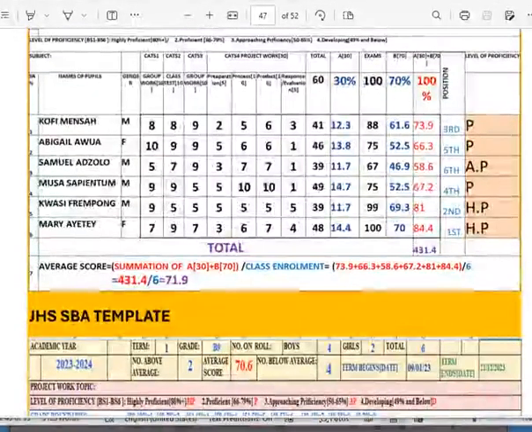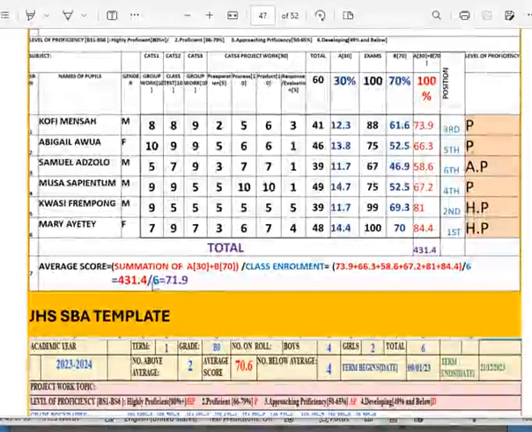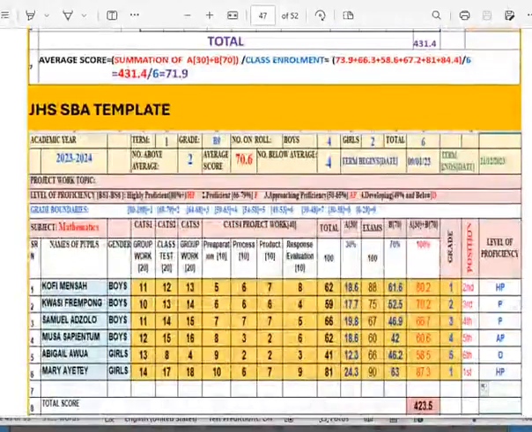Then the total averages, which I've already explained: the summation of the 30% and 70% divided by the class enrollment, which is 6. That's how we get the class average of 71.9 here. The GHS level is also similar. You have to have a template that looks like this.